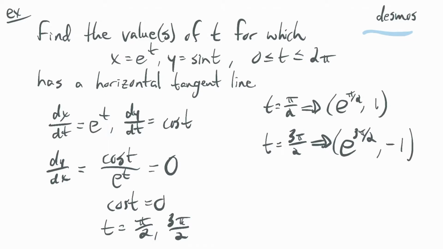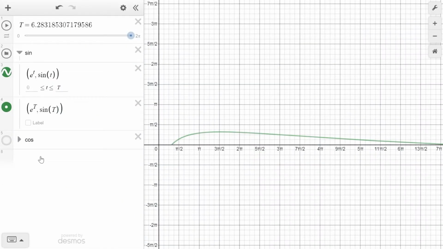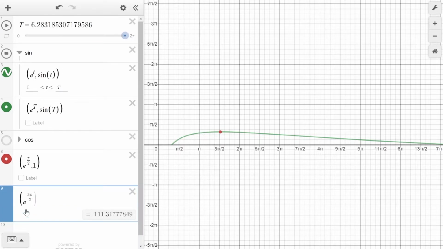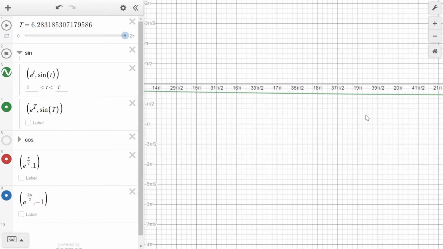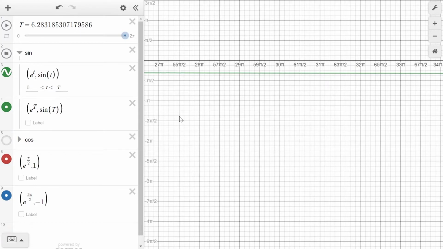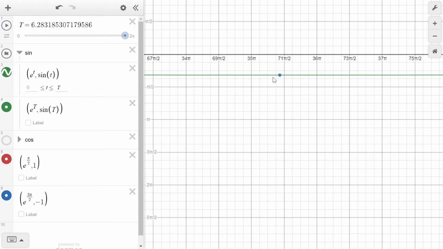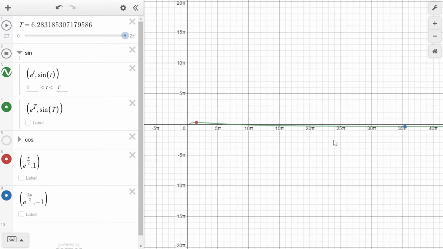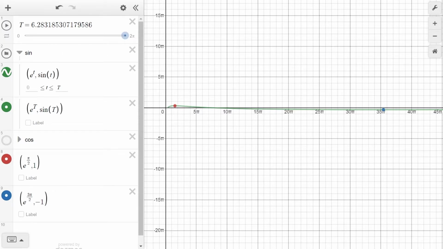And then comma, what would that be? -1, right? So if we go back to our graph here and I type in the ordered pair e to the pi over 2 power, comma 1, there's that point there with the horizontal tangent line. And if I do e to the 3 pi over 2, comma -1, there's going to be a point kind of far out here because e to the 3 pi over 2 is a large value. There we go. So there's the other place with the horizontal tangent line. Okay, so there are 2 places with a horizontal tangent line.